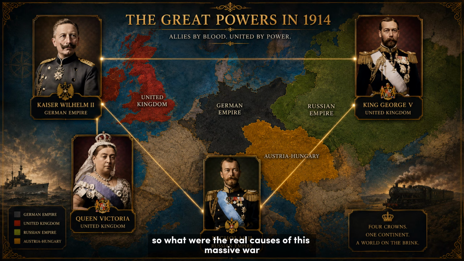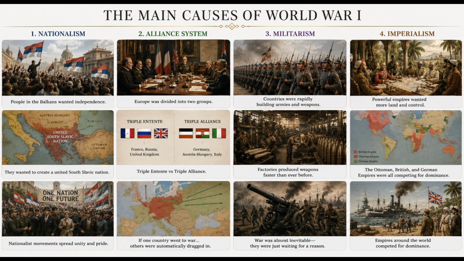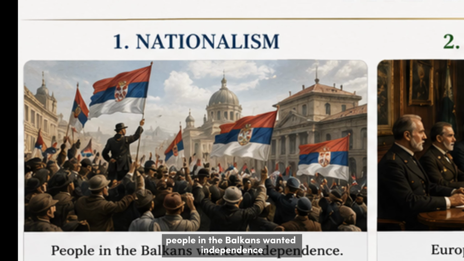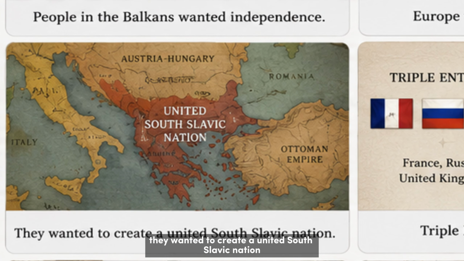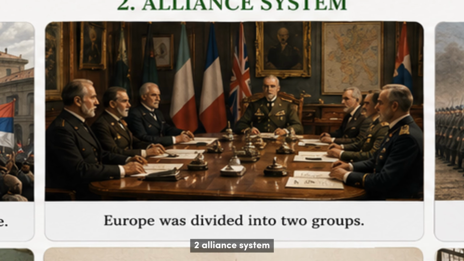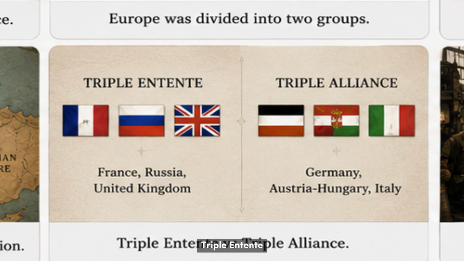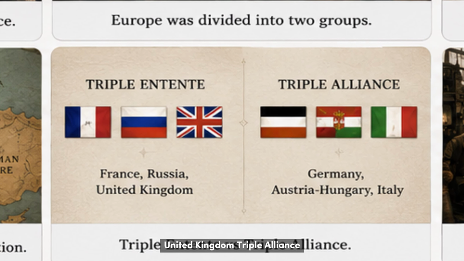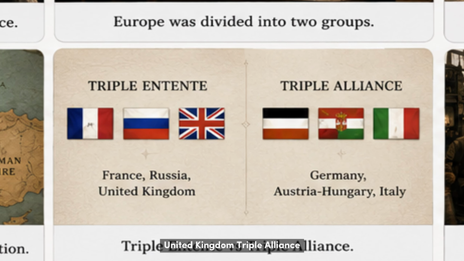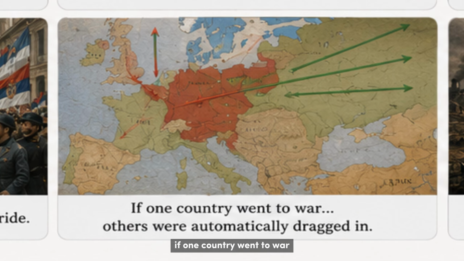So, what were the real causes of this massive war? There were 4 main reasons. 1. Nationalism. People in the Balkans wanted independence. They wanted to create a united South Slavic nation. 2. Alliance system. Europe was divided into 2 groups. Triple Entente: France, Russia, United Kingdom. Triple Alliance: Germany, Austria-Hungary, Italy. If one country went to war, others were automatically dragged in.